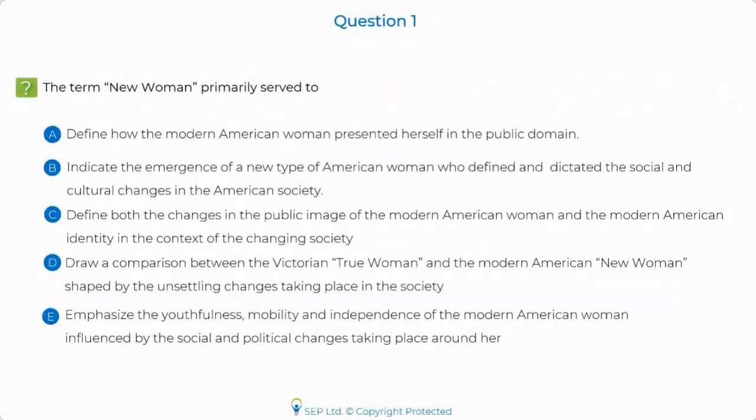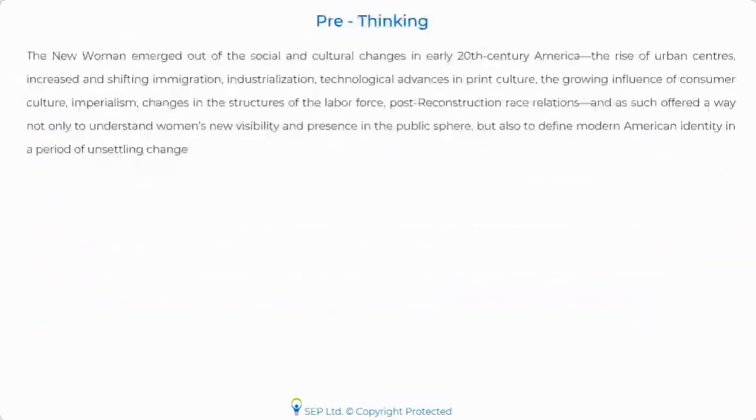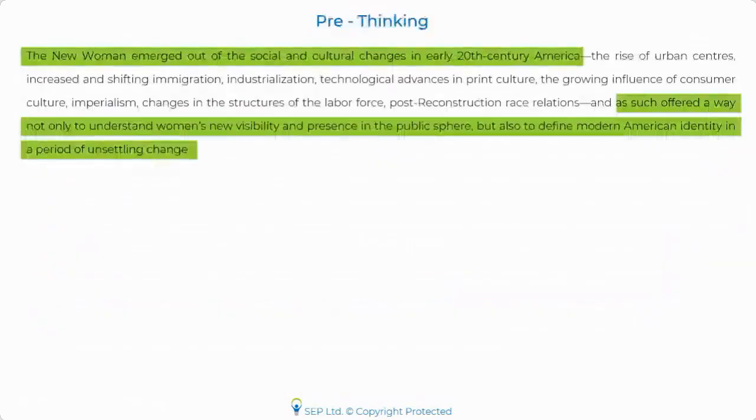So now let's come quickly to question number 1. I'll just quickly give you the data, the percentage of people who chose each option. So 10% of you went with A, 5% of you went with B, 31% of you went with C, 5% with this, and 48% with D. Now, guys, what was the main function of the new woman? If I go back and do pre-thinking, this line tells me what the new woman offered to do. That means what was the function of the new woman?